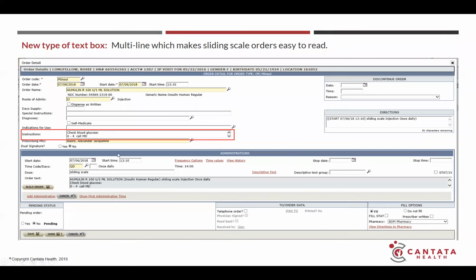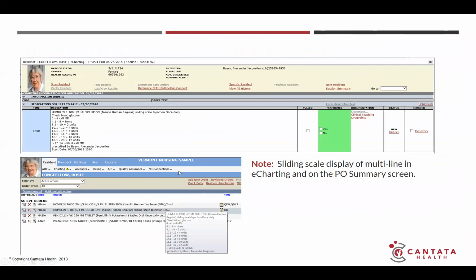And then when I enter that information in, I'll get multiple lines showing up in the order text and as well over in e-charting. So here's what this would look like in e-charting. 0 to 4, call MD. 10 to 12, give them 4 units, etc. We also added a way to view that over on the PO summary screen as well. If you hover over this, you can see that entire order text.